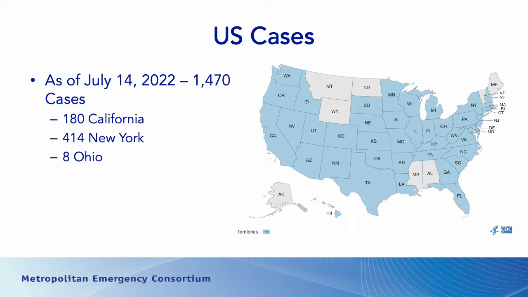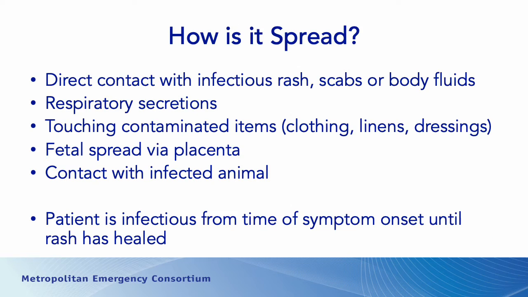If you look at the absolute numbers, almost a quarter of the cases, or a third of the cases, are in the state of New York. California is second on the list, and New York still has about 3 times as many cases as California, and Ohio's had 8 reported cases. If you look at the numbers as of July 14th versus 10 days previous, the number of cases has almost tripled. So we're not sure where this is going, but there's no doubt that the number of cases has expanded. So we're going to talk about the cases that we need to know about.